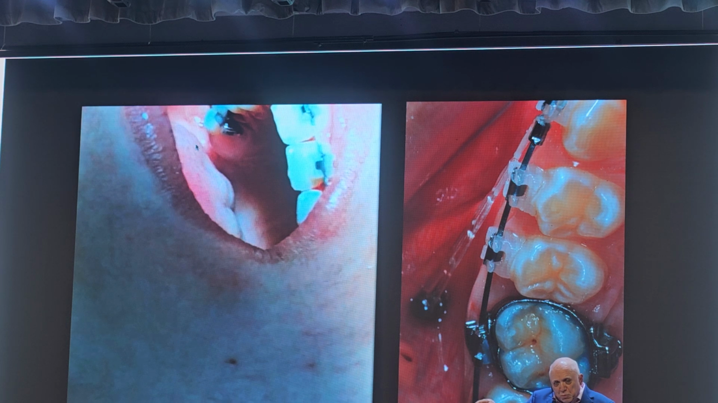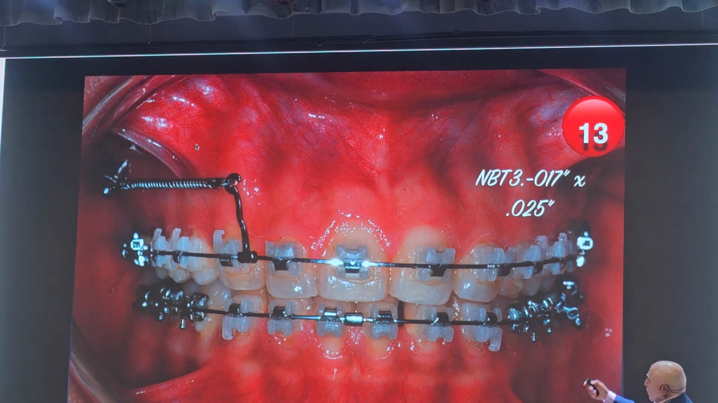So you have to be very careful that your arches don't go like this. So a lot of times you would use a parallel arch or whatever it is, but you want to maintain your buckle width in these patients. So take a look at it.